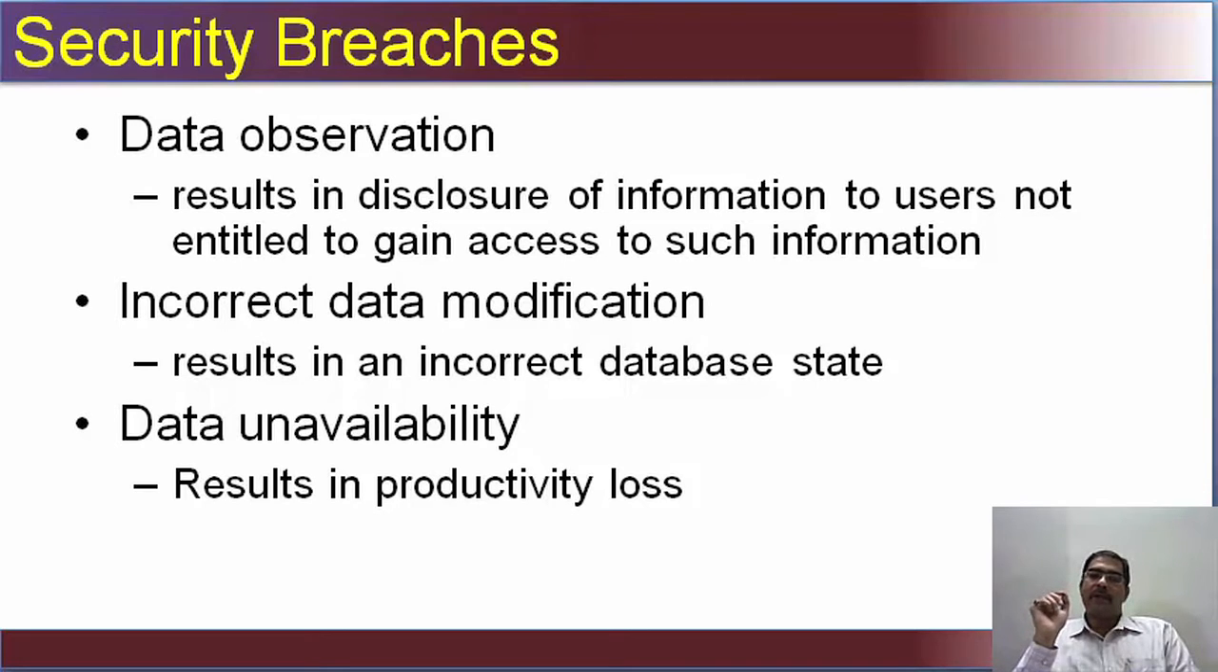The second is your incorrect data modification, which results in an incorrect database state. That means when you do something, incorrect modification of data, the database state is not stable. Something else happens to the database. Either it crashes or some other processing error occurs. Then the third is data unavailability or non-availability, which results in database not being accessed by the users, which will again result in productivity loss because database is not available.